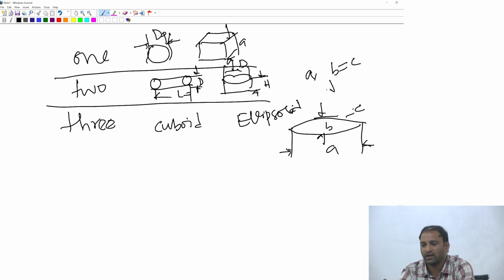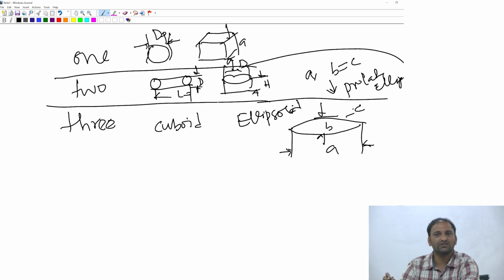If you have a case where A is not equal to B, and B is equal to C, that's an example of something called a prolate ellipsoid. If it's a prolate ellipsoid, then of course you need only two dimensions, because two of the dimensions are the same and the length is different. However, if you take a general case of an ellipsoid, you would have to identify three dimensions and specify them for it to be completely characterized.